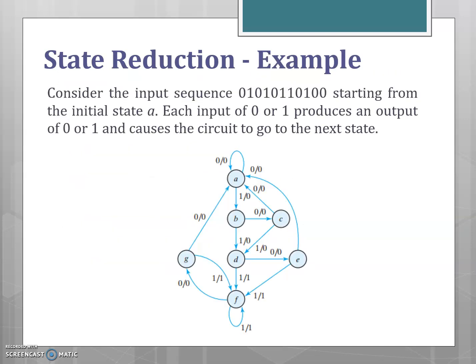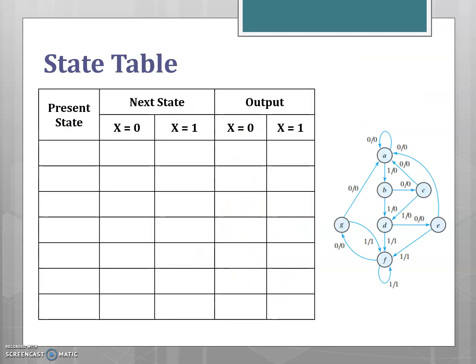The example for the state reduction. We'll consider an input sequence given here starting with an initial state A. The state diagram for the given sequence is shown in the figure. So, the first step is to draw the state table. The state table consists of present state, next state and the output for the input X. The input X can take either logic 0 or logic 1. So, we'll start with the initial state A.